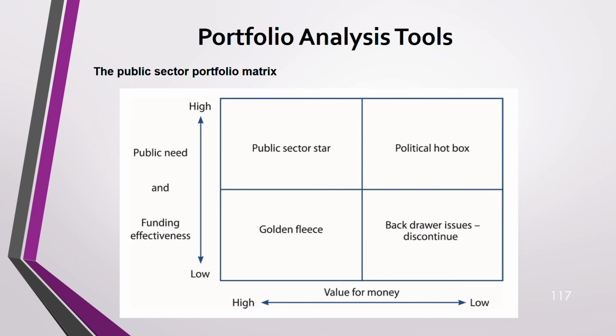Exceptions are always there. Then when both are low, it's a back drawer issue. You must discontinue. It's like dogs. Okay. And when your value for money is high, but effectiveness is low, it's a golden fleece, and when value for money is low, but public need is high, it's a political hot box. Let us go in depth in all these four quadrants.